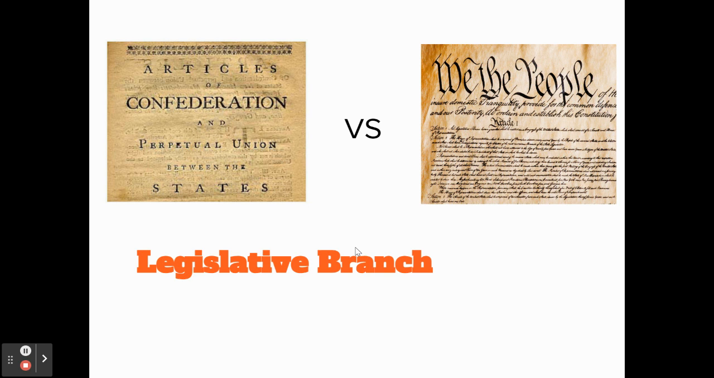One of the few things the Articles of Confederation and Constitution governmental systems have in common is they both have legislative branches. It's the only branch that the Articles of Confederation government has. Obviously, the Constitution adds an executive branch and a judicial branch, but that comes later. So the only thing they have in common is they both have a legislative branch. But even that, they're set up very differently.